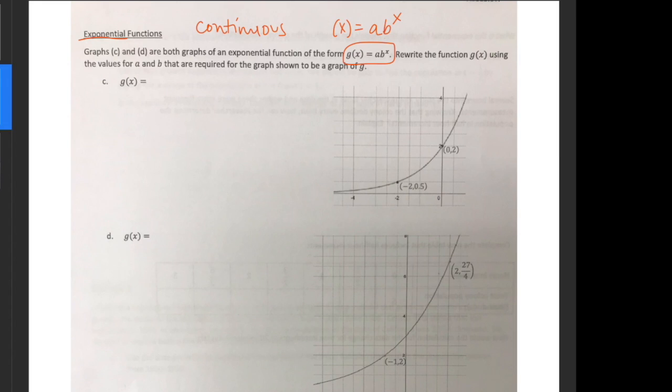Let's look at sample C. In example C, we have 2 points. That's all we are given. So the first thing that I like to do when I have that is I like to create a table with x and y values. I'm going to go ahead and plug in the values that I have for x and y based on the points that my graph is giving me.